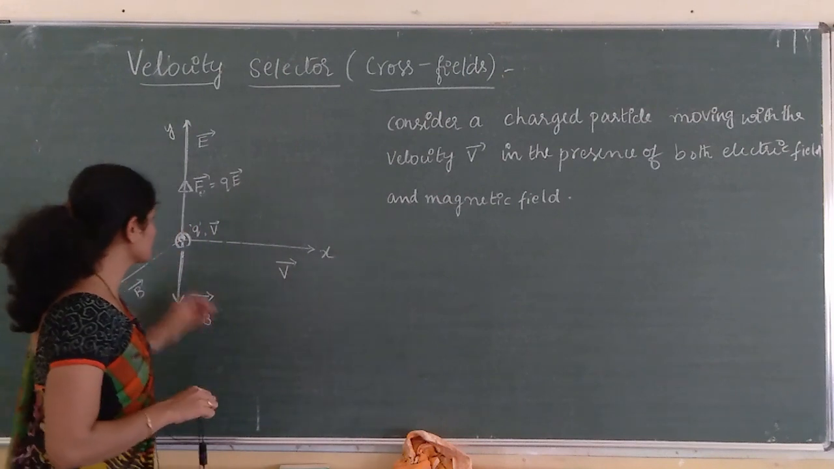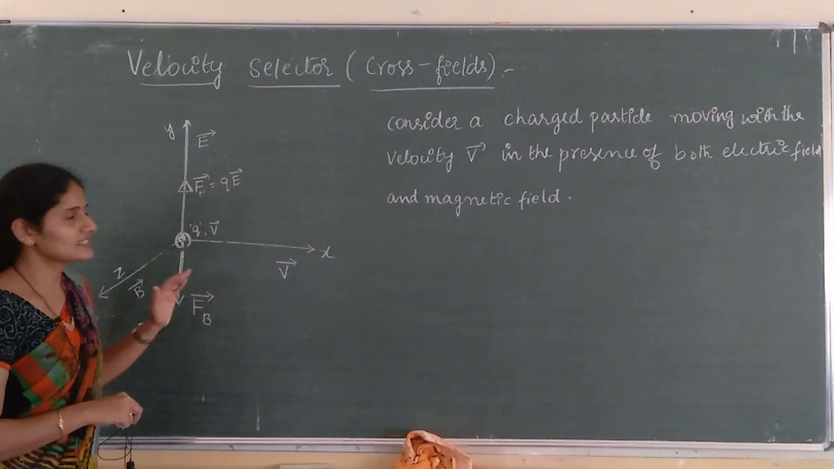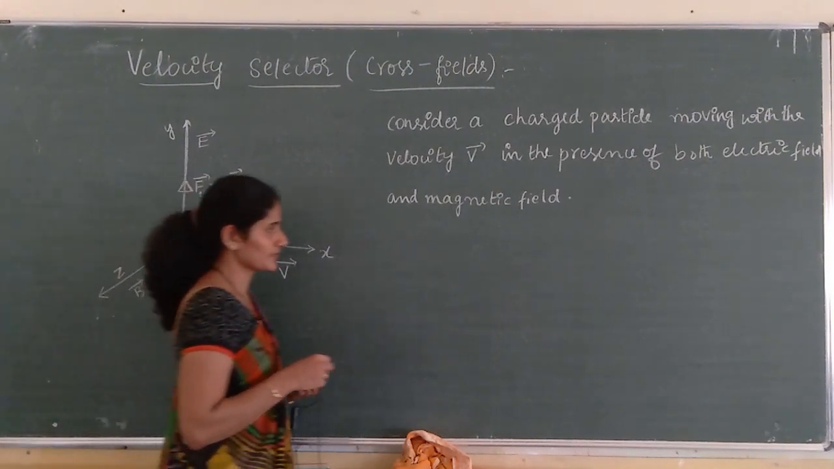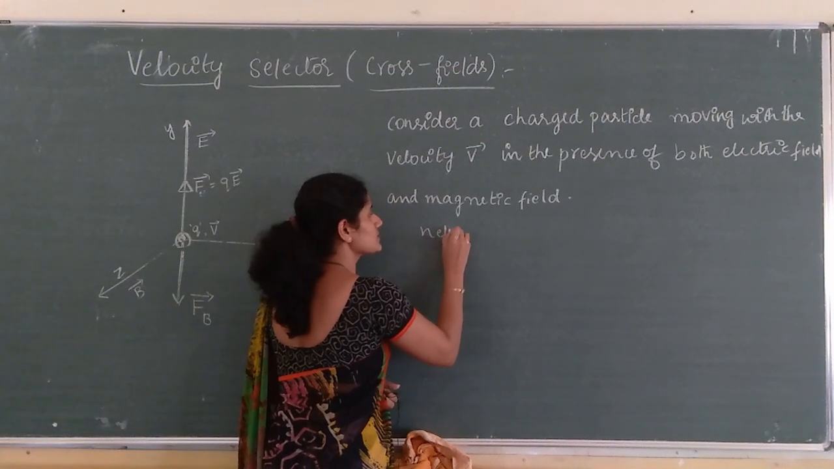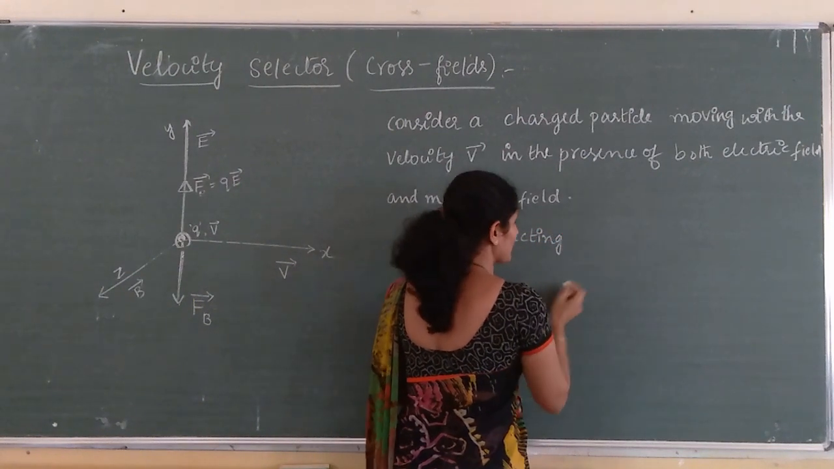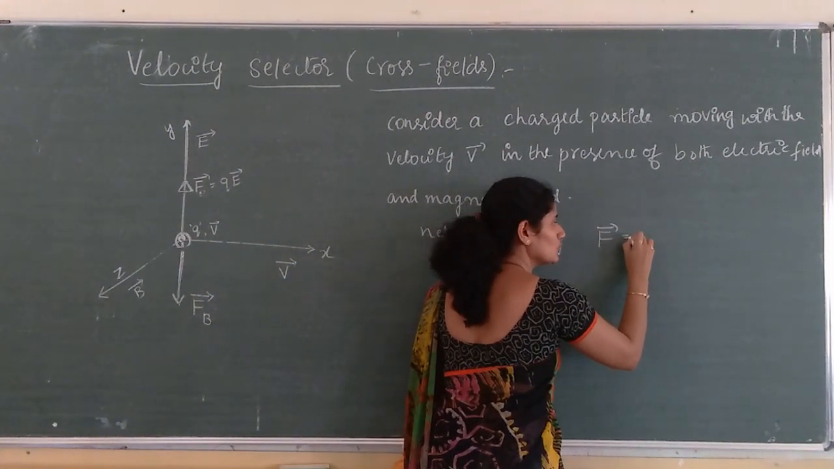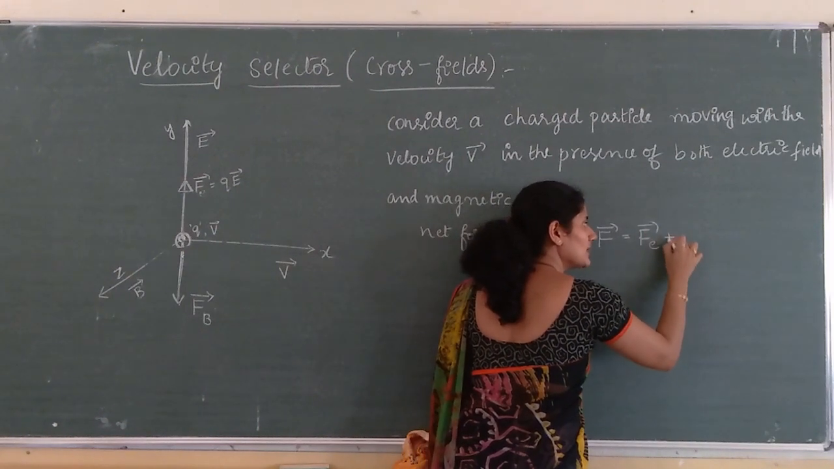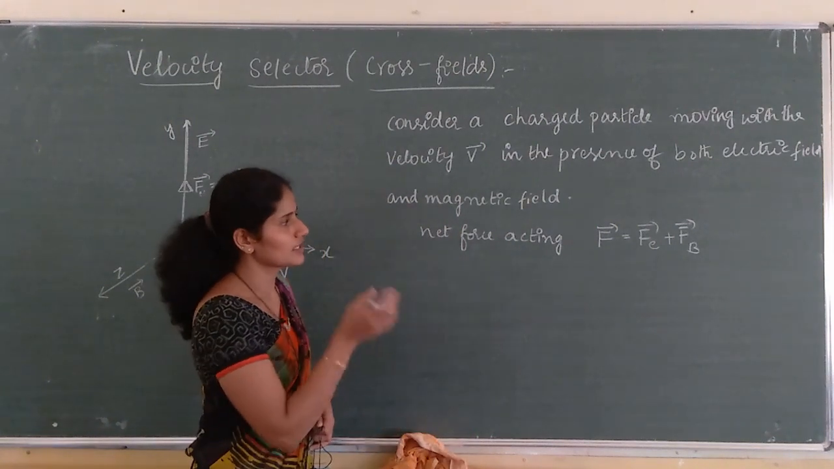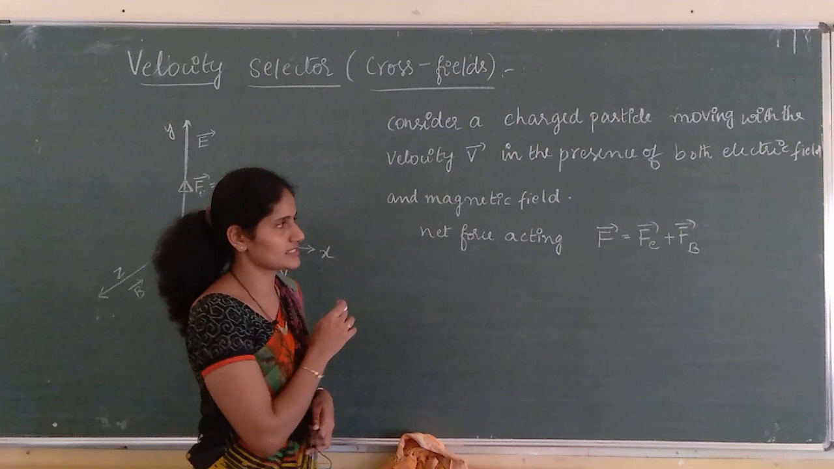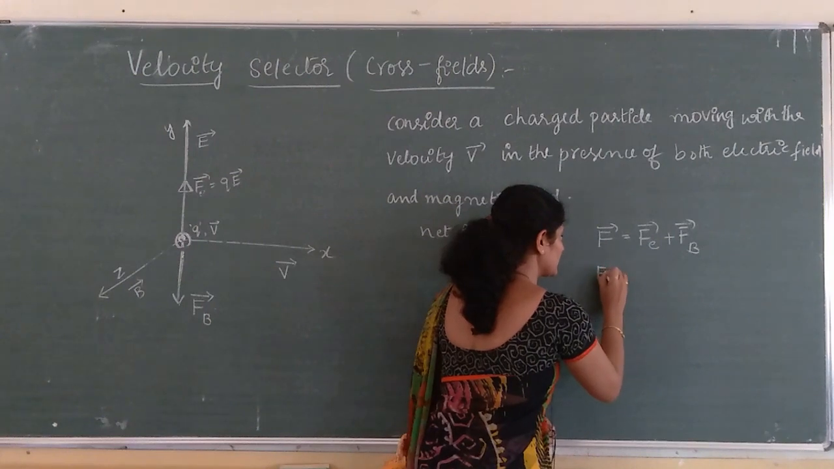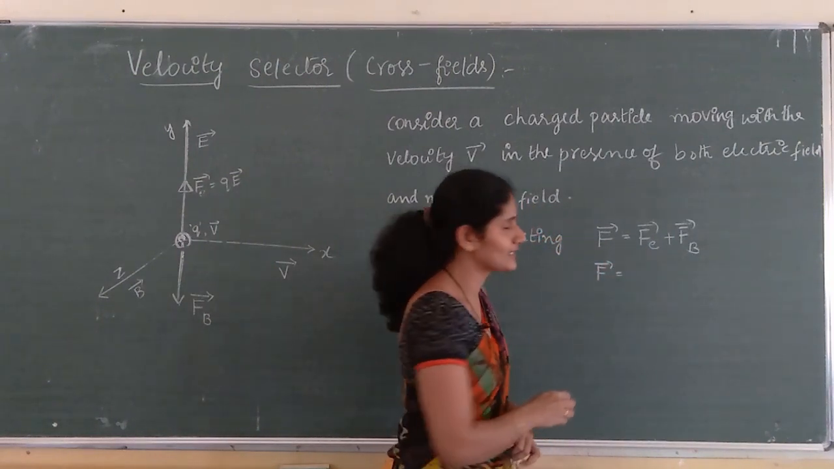So this charged particle is moving in the presence of both electric field as well as the magnetic field. Then what is the net force acting on this charged particle? The net force acting on the charged particle, F is equal to force due to electric field plus force due to magnetic field. We have both the fields, therefore the net force acting on the charged particle is the sum of force due to electric field and force due to the magnetic field. So F vector is equal to, what is the expression for force due to electric field?